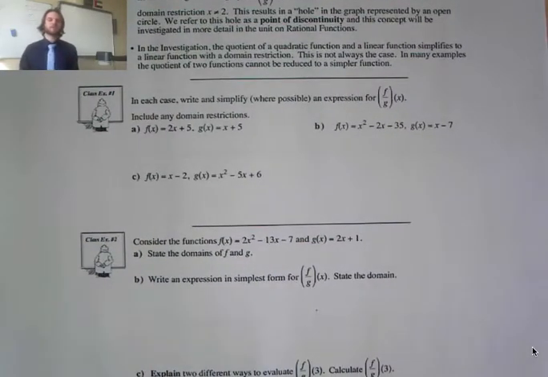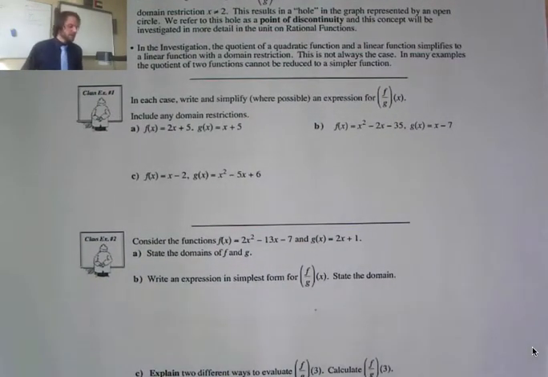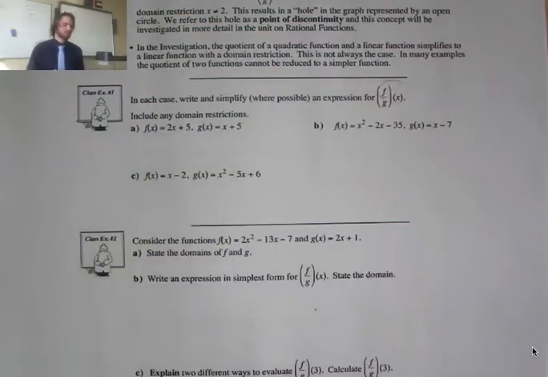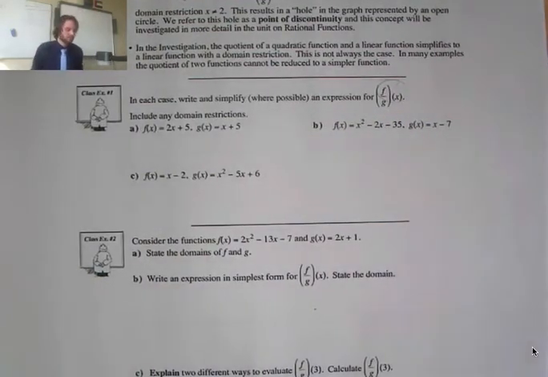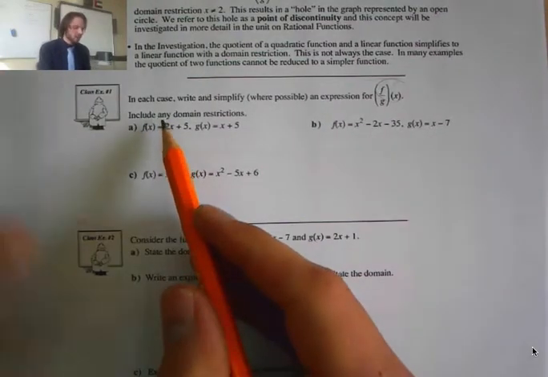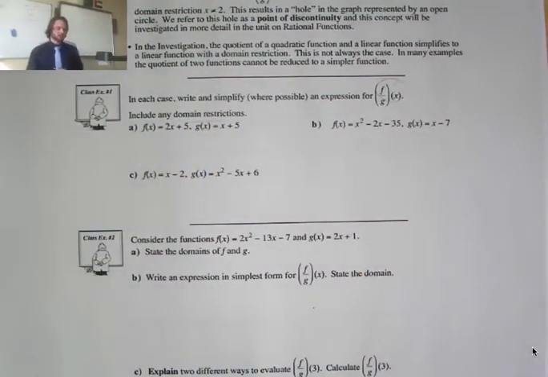Let's start with our first class example. In each case, write down and simplify, where possible, the quotient of f of x and g of x. Okay? f of x by g of x. So, include any domain restrictions.